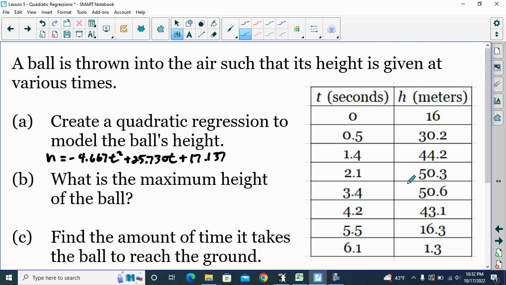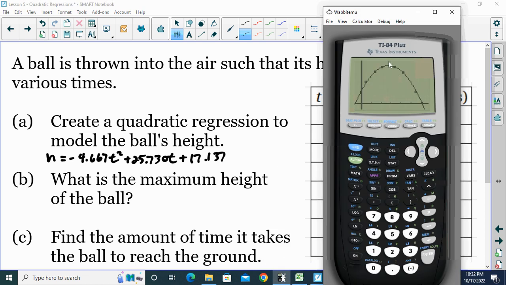The directions on here probably could be more clear, but we want our answer to be accurate to the nearest thousandth of a meter, or at least the nearest tenth of a meter. I guess we should go with that since that's what they have over here. So in order to do that, we have graphed the curve. We want to find the maximum point, so we want to calculate the maximum. Second trace, calculate. We want to calculate the maximum.